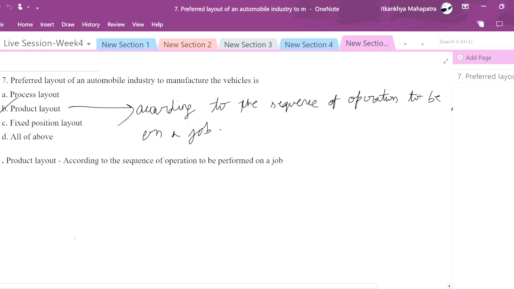Okay, so if someone asks which layout is mostly preferred in the automobile industry to manufacture vehicles, it is the product layout, because the vehicles need to be manufactured according to the sequence of operations to be performed on a job.